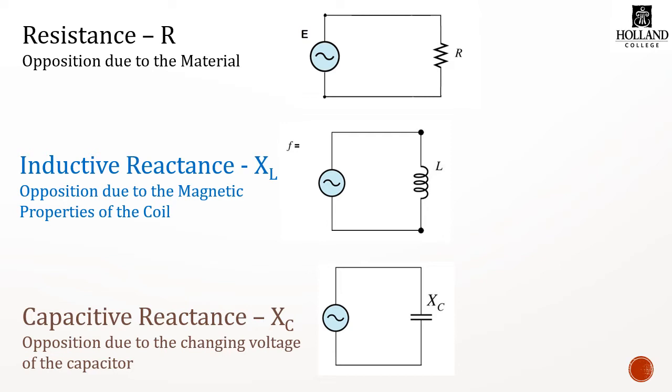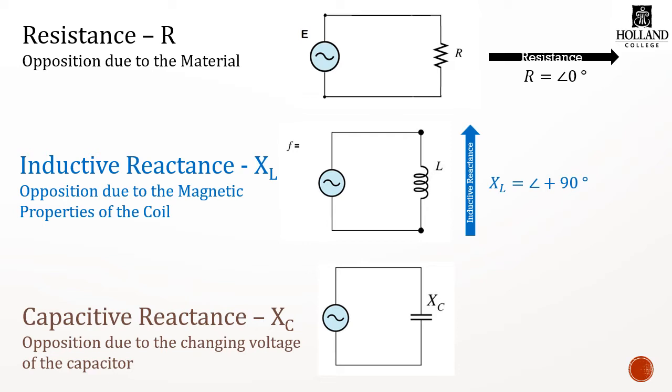In the previous slide, we looked at our current relationships for these three. Our resistive current was in phase. There was no lag, so our resistance in ohms also turns out to be 0 degrees. Our inductive current was lagging by 90 degrees, and that results in our inductive reactance being at plus 90 degrees. Finally, our capacitive reactance derives out to be minus 90 degrees because the current leads by 90 degrees in a purely capacitive circuit.